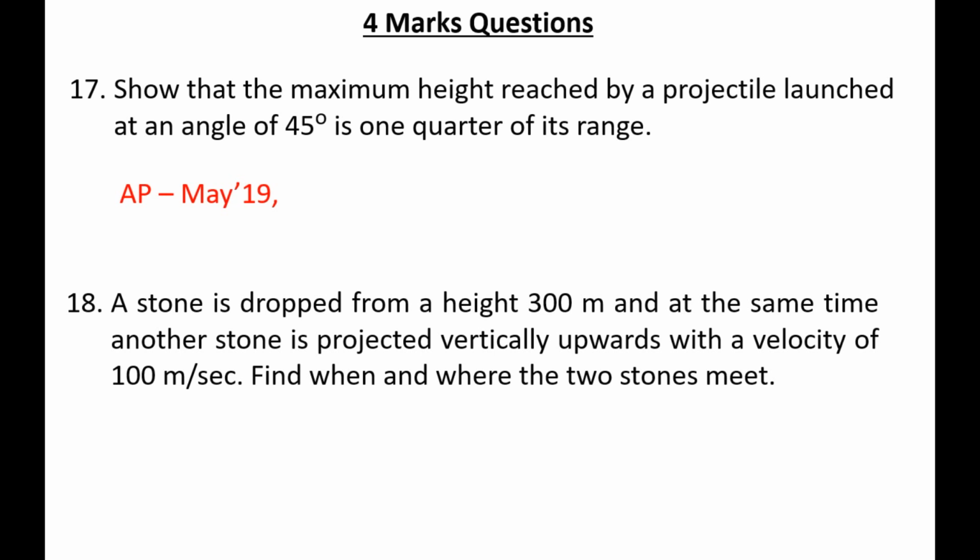Then a stone is dropped from a height 300 meters and at the same time another stone is projected vertically upwards with a velocity of 100 meters per second. Find when and where the 2 stones meet. This was asked once in AP.